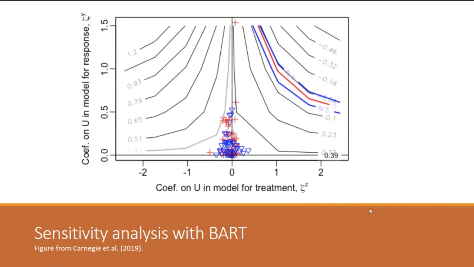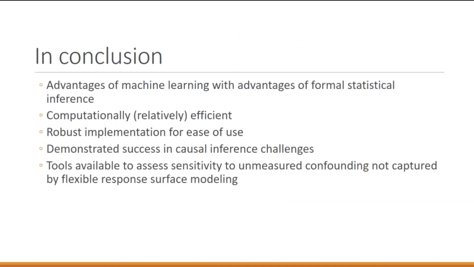So that's something that's available, which is nice from a causal perspective, just in terms of robustness, being able to say that, yes, this appears to be robust to violations of these assumptions that we can't assess in our data. All right, so basic points here. Nice things about using BART, we get the advantages of machine learning combined with the advantages of formal statistical inference, which when we're talking about causal modeling, I think is terribly important.